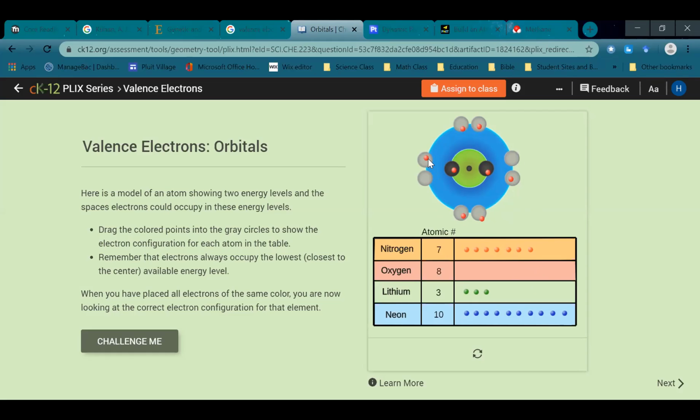1, 2, 3, 4, 5, and 6. So because we have 6 out of the 8, we have 2 spaces that are left empty. So it wants to bond with 2 different things. So it can actually share electrons with them and it can be complete. It doesn't want to have those empty spaces.